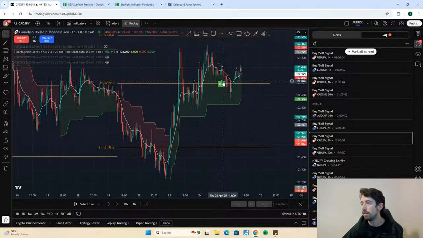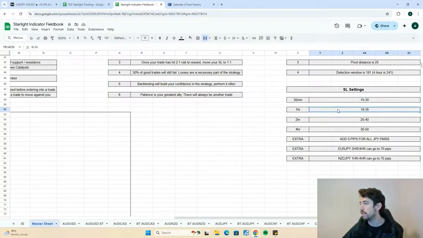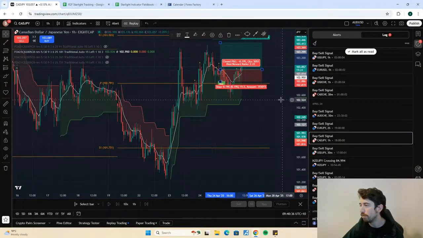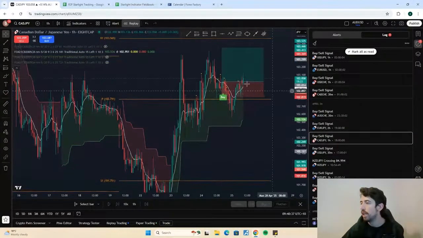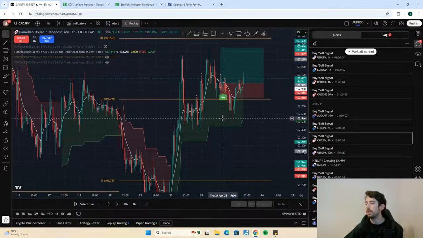CAD JPY. Double tops. Your stop loss would be absolutely enormous. Your stop loss would be absolutely ridiculous because it's way too small, first of all. So it's 20. So if we're looking at this, we can go 18 to 35. Okay, I'm wrong. I'm completely wrong. Now, would I have hopped into this trade then? Most likely I would have, and this would have been an A-tier trade.